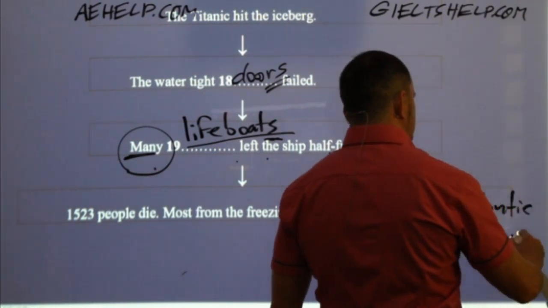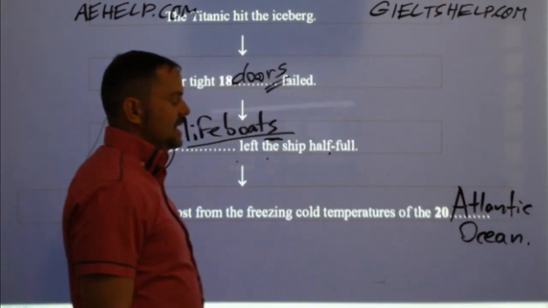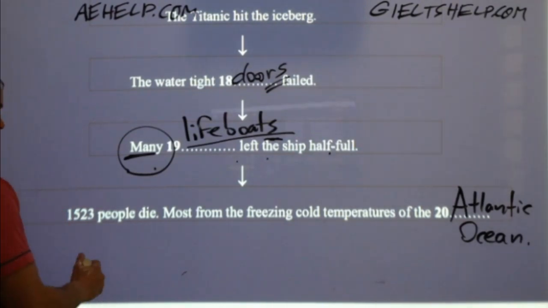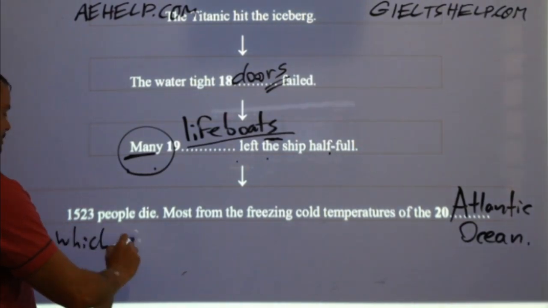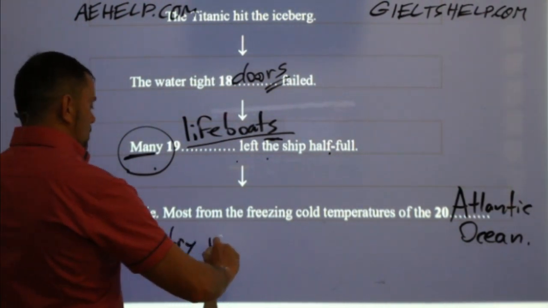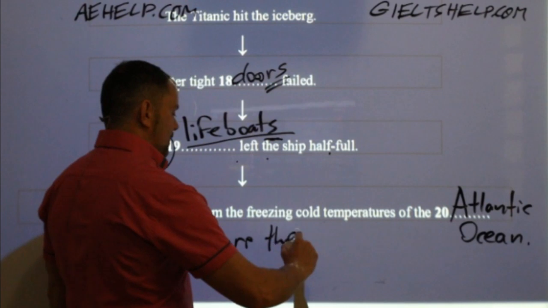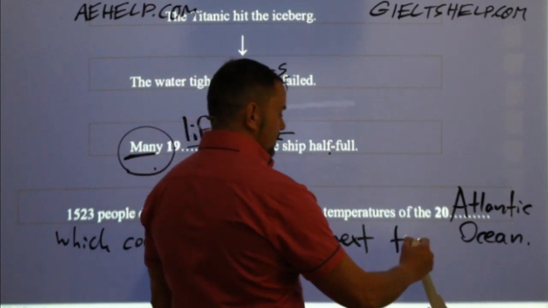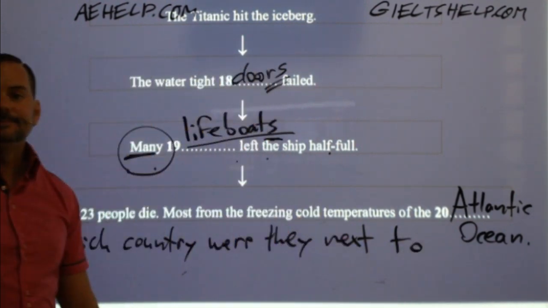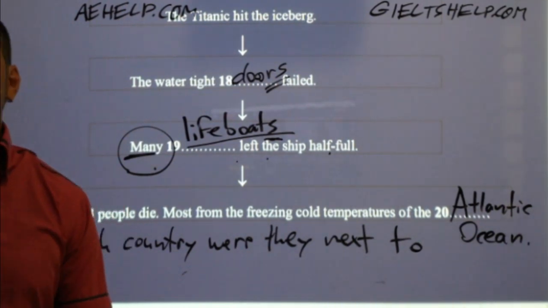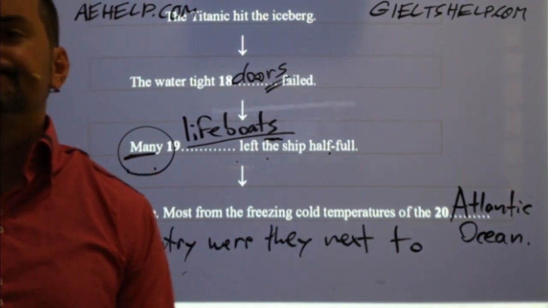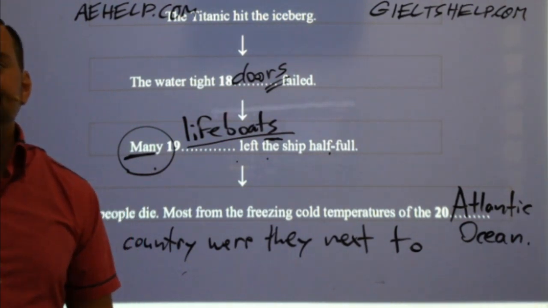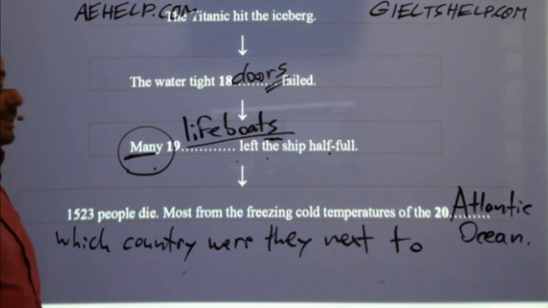Let's see who knows about the history of the Titanic in more detail. What was the country that they were in? So where were they close to? Which country were they beside? So which country's ocean did they sink in? Anybody know that? Nope, not England. Not America. Not the US. They went from the UK. Canada.